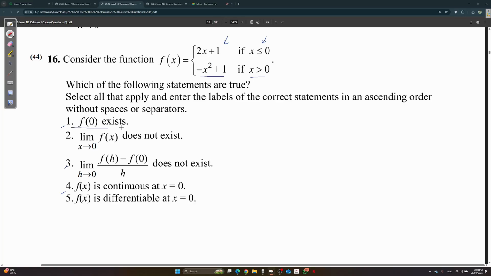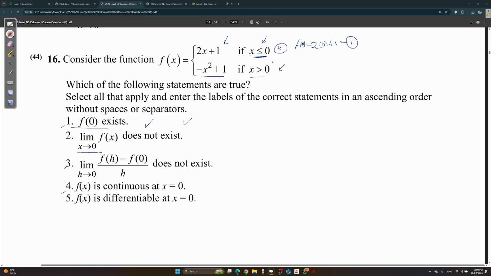Okay, let's see. f of 0 exists. Let's check. Does it exist? First of all, man, without even checking, there's no reason for f of 0 not to exist. Is there any fractions? No. It will always exist. But you know, don't do that in the exam. Actually check it. Let's see. f of 0. That means I substitute into which one? This one or this one? First one. Why? Because it's less than or equal to 0. You want to see where it's equal. So 2 times 0 plus 1, which is 1. Nice. So it does exist.